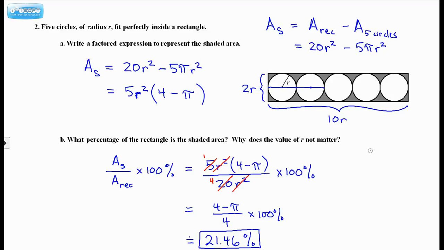If you have a small circle and a bigger circle, and I cut them both in half, and I shade one of the halves, and I ask, what percentage of the circle is shaded? Well, it doesn't matter how big or how small the circle is. I've shaded half. So this would be 50%. This would also be 50%. So the radius of the circle doesn't matter at all. Same idea here.